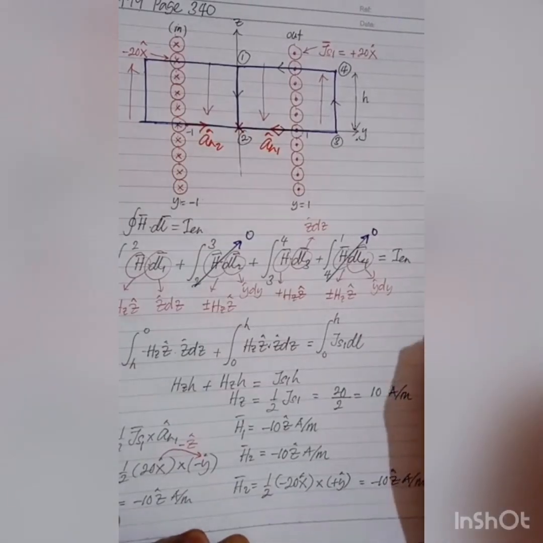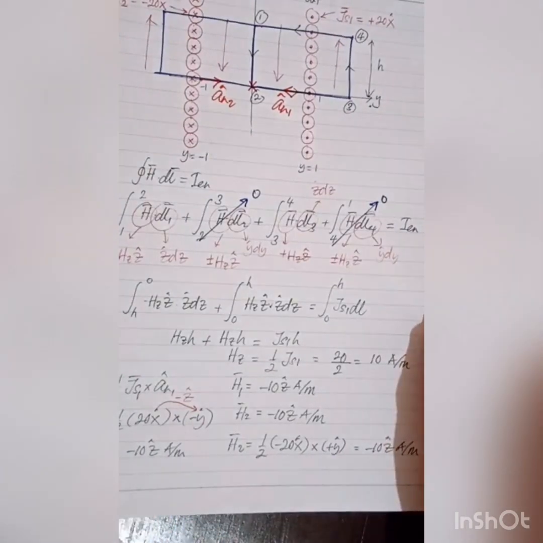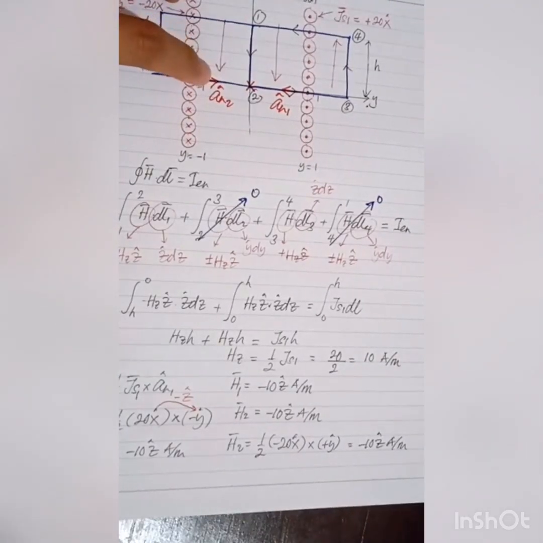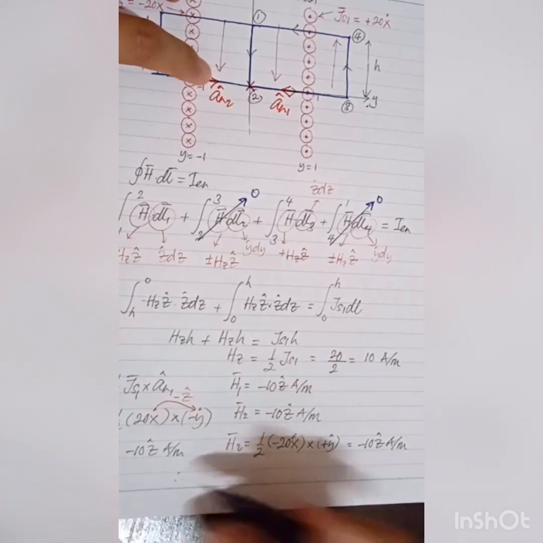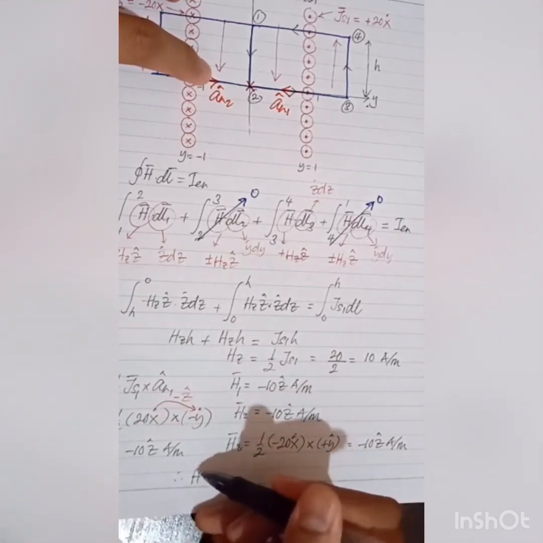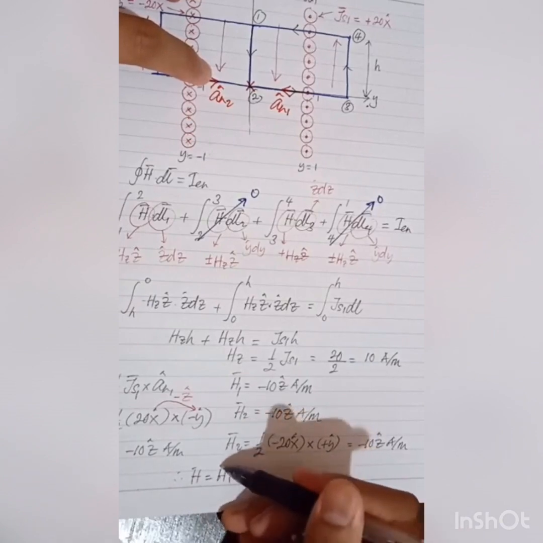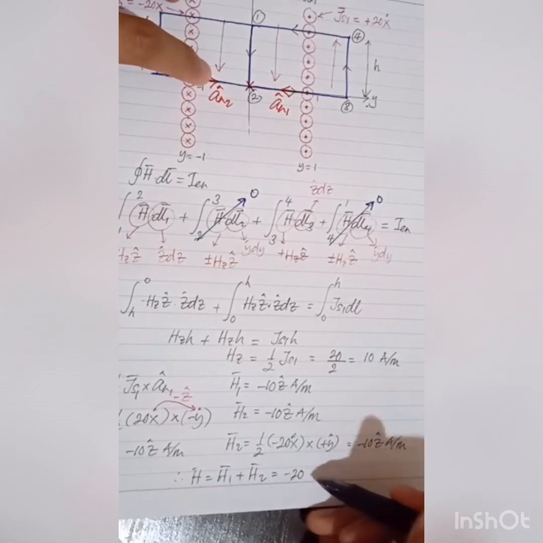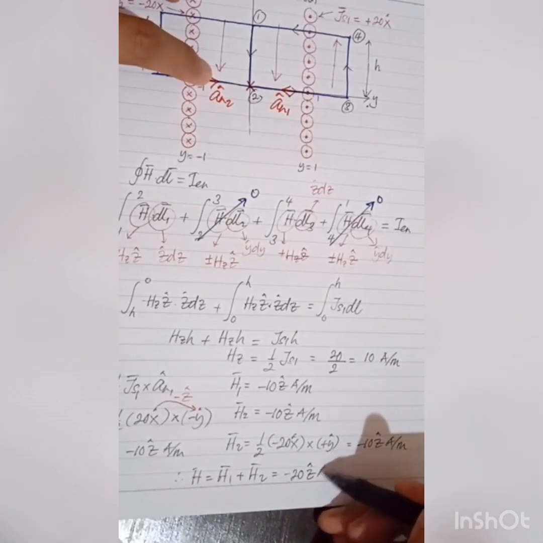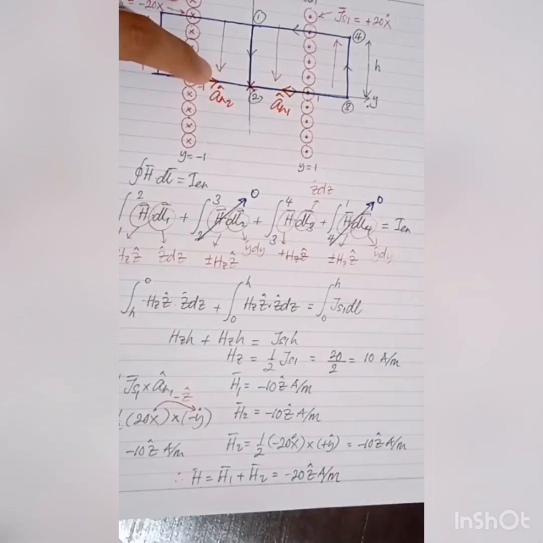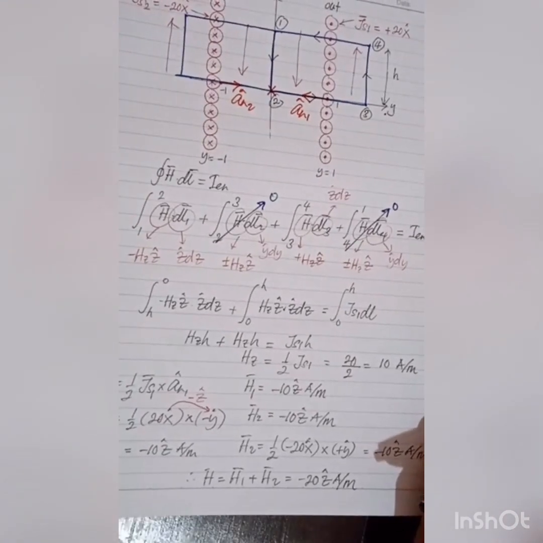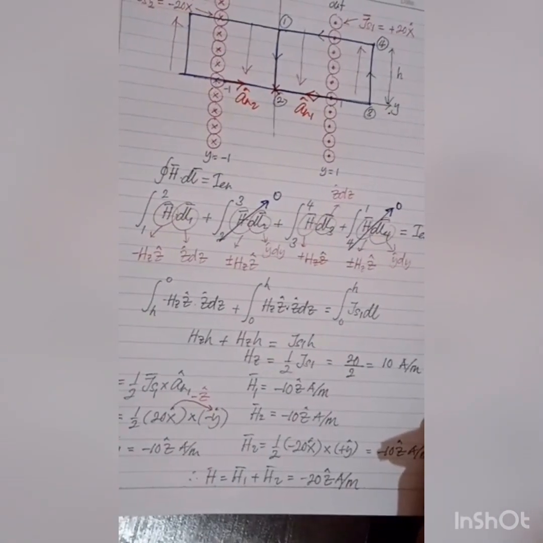So now we have two values, H1 and H2, and finally you can have the total H that appears within this region by combining the two H values. So the total H is H1 plus H2, which equals negative 20 Z direction ampere per meter. Alright guys, so that's the idea of how we can solve these problems using Ampere's circuital law.